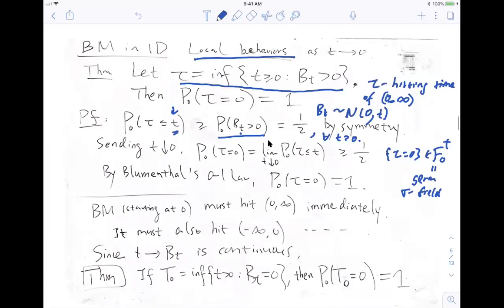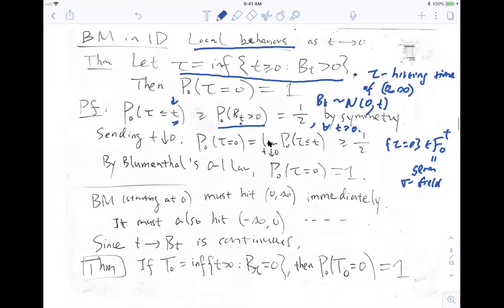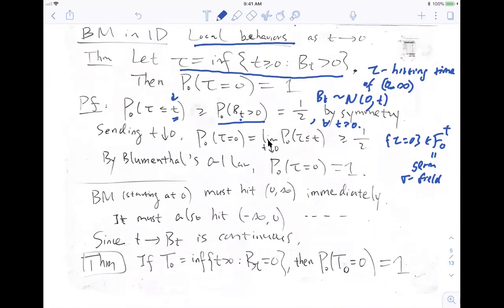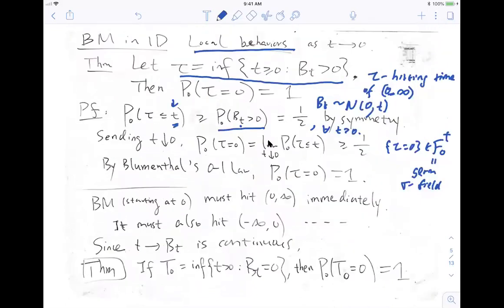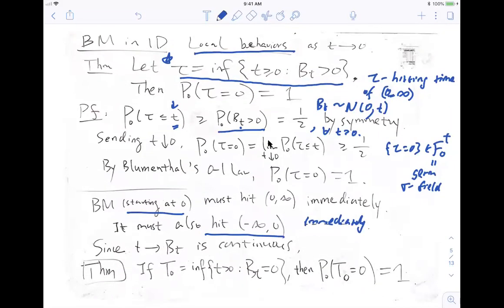Because if you think of Brownian motion as a scaling limit of random walk, in very tiny time you can visit the positive axis. So this is visiting the positive axis. Starting from 0, it must also hit the negative part immediately. So this theory tells you Brownian motion hits the positive part immediately, and also by symmetry, it must hit the negative part immediately. And we also know a typical Brownian path is continuous.